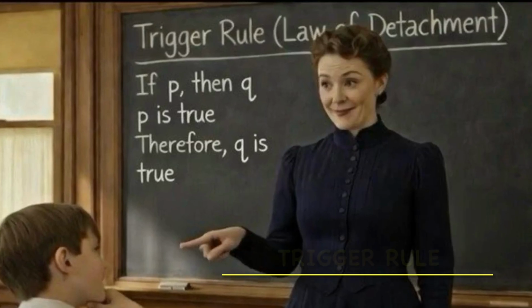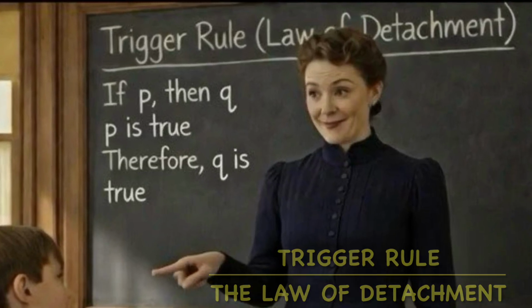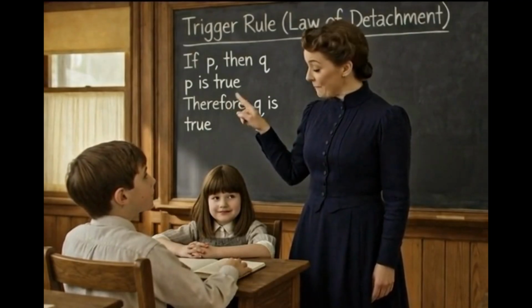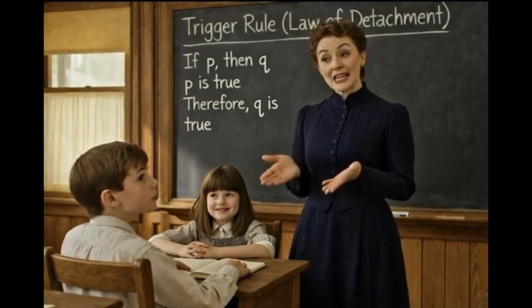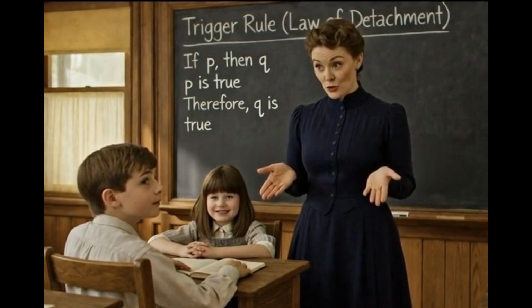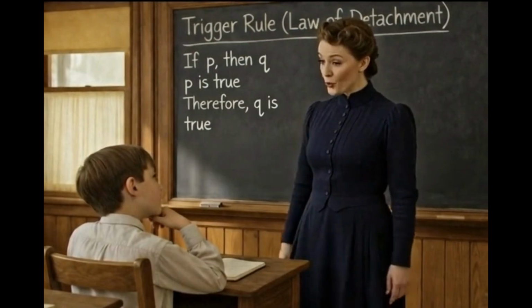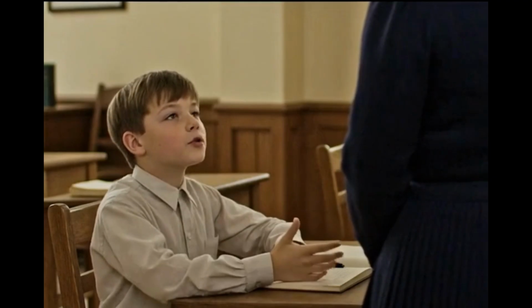Today we use the trigger rule, also called the law of detachment. Yes, class, the trigger rule is simply a pattern we follow. If P, then Q. P is true, therefore Q is true. We will just follow the steps. So, if we know P is true, what can we say about Q? Then Q must also be true?